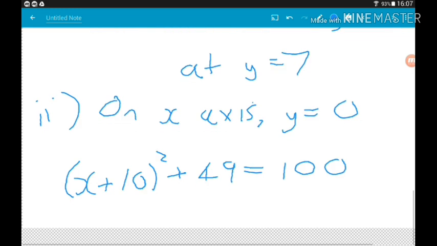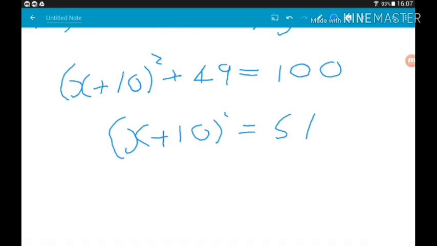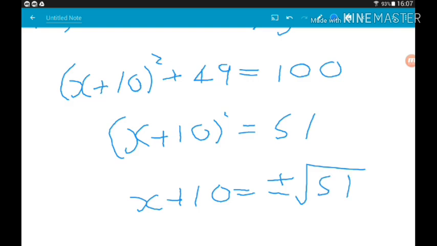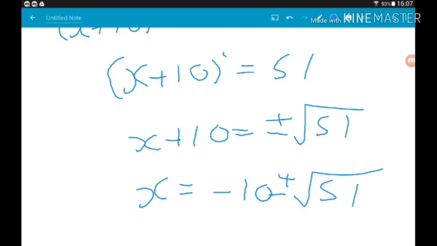So if we take away the 49, (x plus 10) squared is equal to 51. Square root both sides, x plus 10 equals positive or negative the square root of 51. So x is equal to minus 10 plus or minus root 51. There are our 2 distinct points where the circle crosses the x-axis.